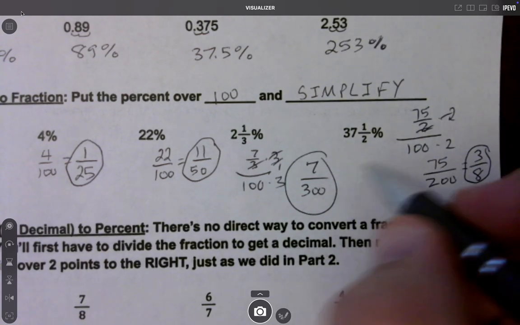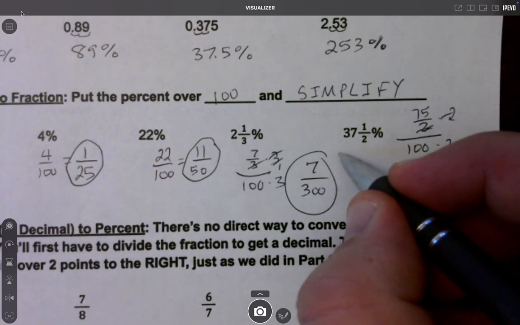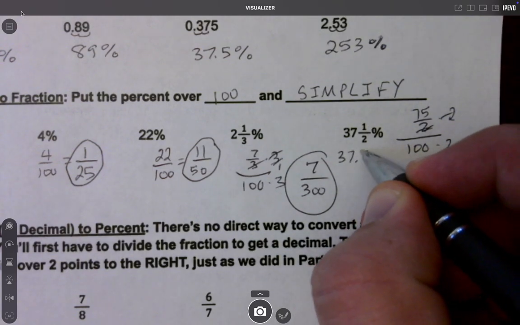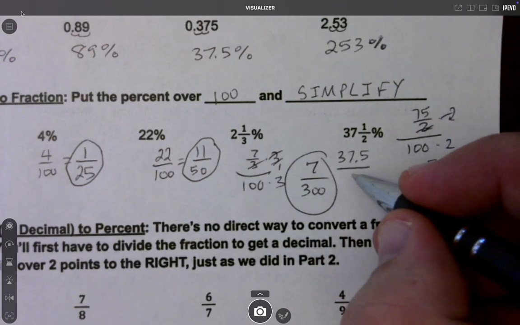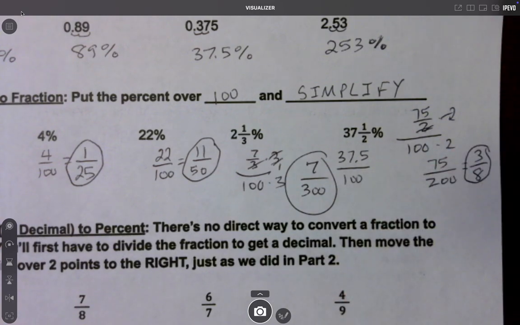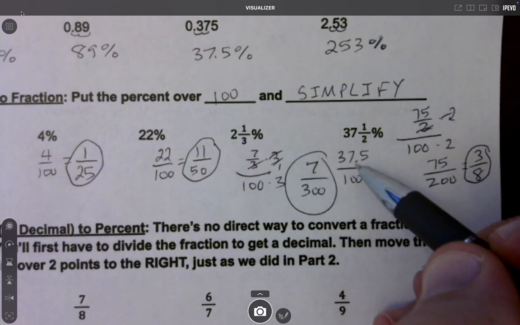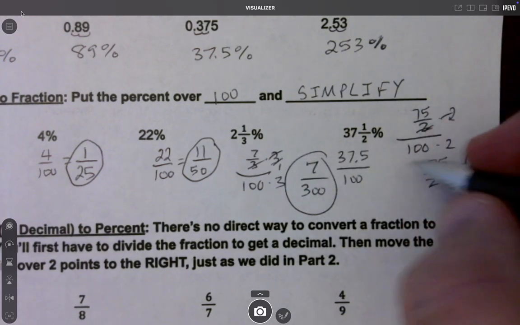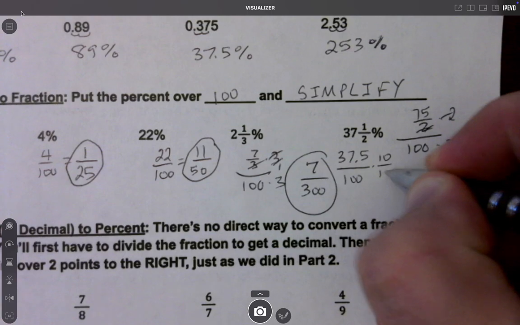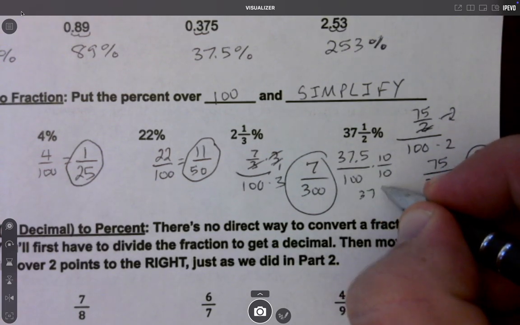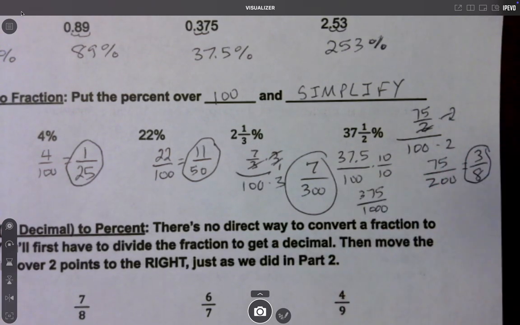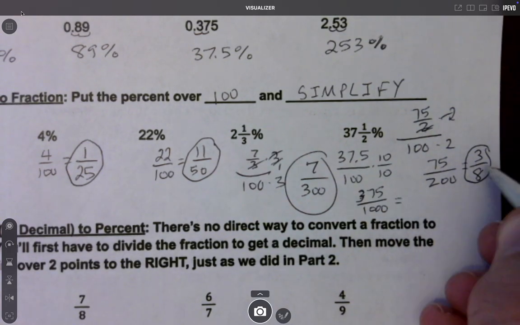Another way is a half is pretty easy as a decimal because it's just 0.5. So you could say 37.5 over 100. And then just like we don't want a fraction inside of a fraction, we don't want a decimal inside of a fraction. So we can multiply the top and bottom of this one by 10 and get 375 over 1,000. And then you can reduce that, and you'll end up with 3/8 as well.